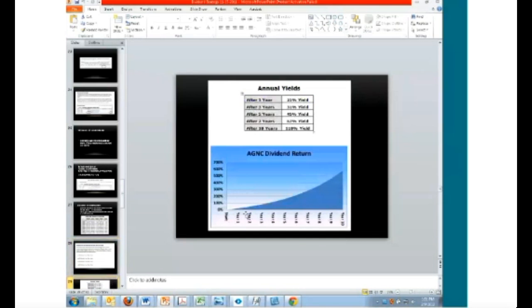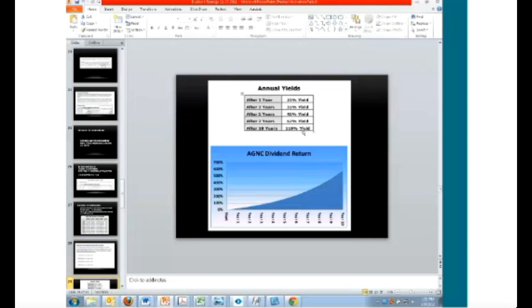And here's a graph. Now these are just the dividends here. This doesn't include any change in the price of the stock or a change in the dividend. So strictly, if they continue to pay that same dividend, here's a graph of the returns and the yields. As I mentioned, after 3 years, I'd have a 31% yield. After 5 years, I'd have a 45% yield. And then after 10 years, I'd have 118% yield.